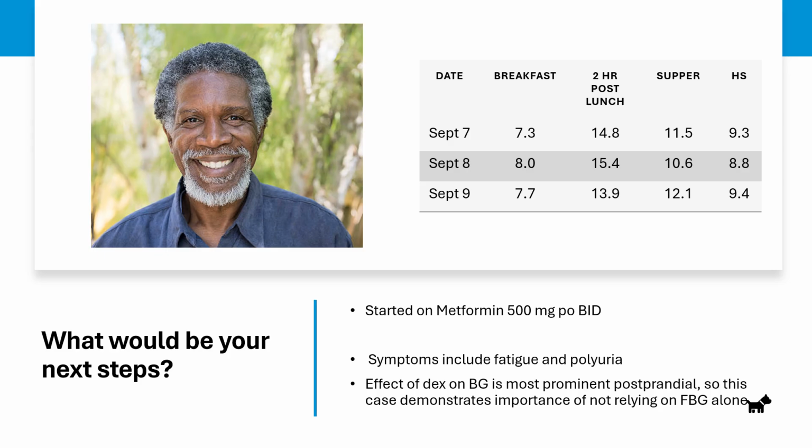So remember, his symptoms include fatigue and polyuria, and the effect of the dexamethasone on blood sugar is more prominent in the postprandial. So remember, it's about 4 to 6 hours. And so this really demonstrates the case of not relying on fasting glucose levels alone. So we had him test 4 times a day just to make sure that we could capture everything. And if he's really struggling with 4 times a day, have him test at least 2 hours after lunch. That would be the key.